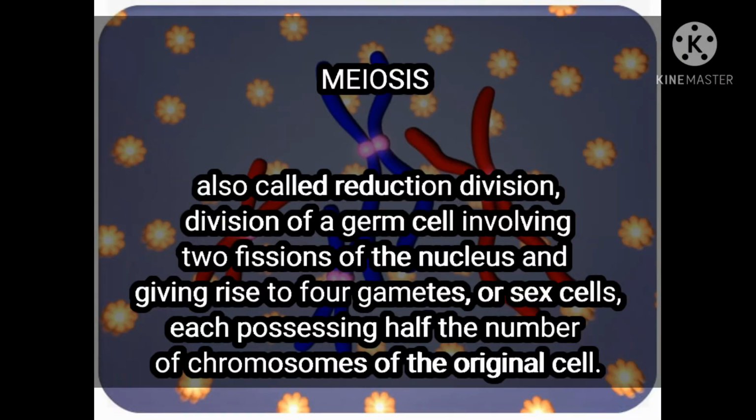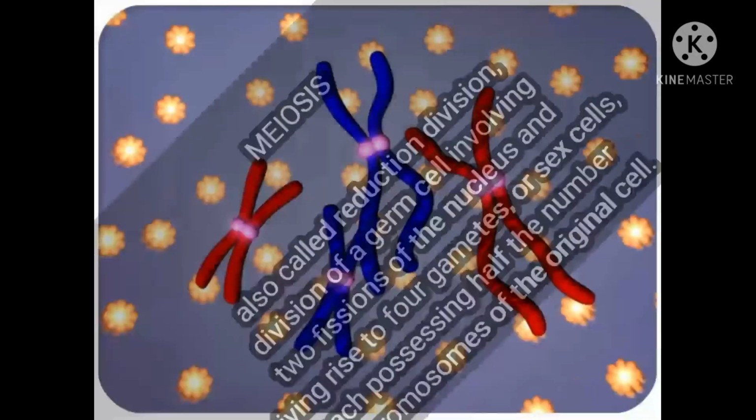Meiosis, also called reduction division: division of a germ cell involving two fissions of the nucleus and giving rise to four gametes, or sex cells, each possessing half the number of chromosomes of the original cell.